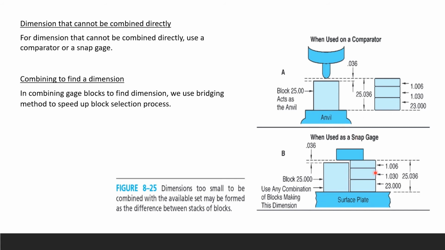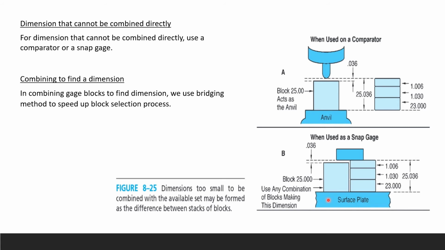When used on a snap gauge, the same thing. Here is my stack, and I am trying to get 25.036. So here is your gap, 0.036, and here is your block, 25.000 altogether. Okay. And the surface plate is right there.